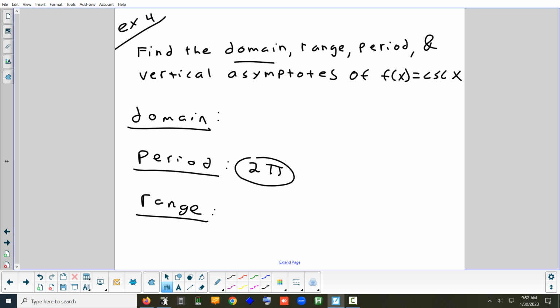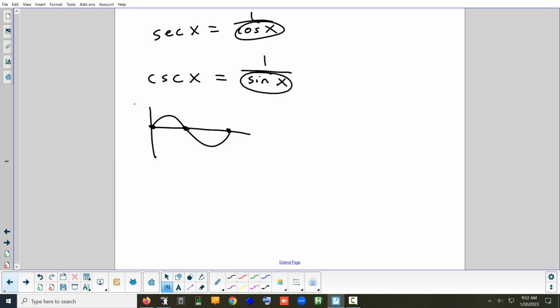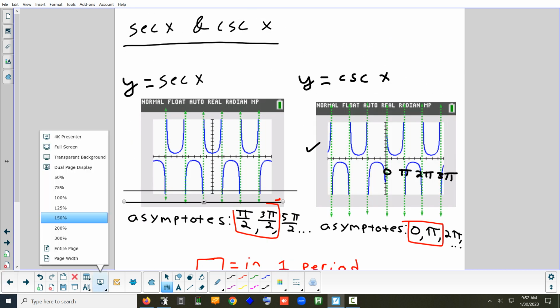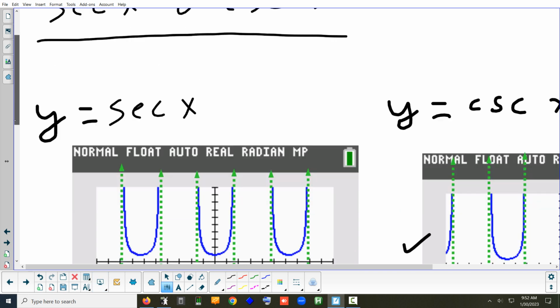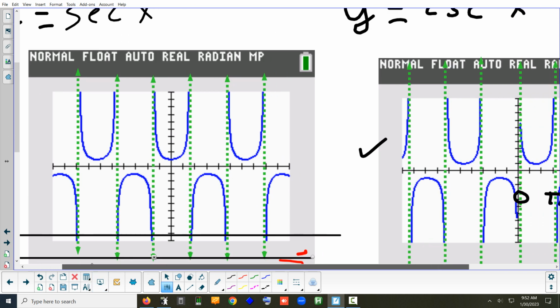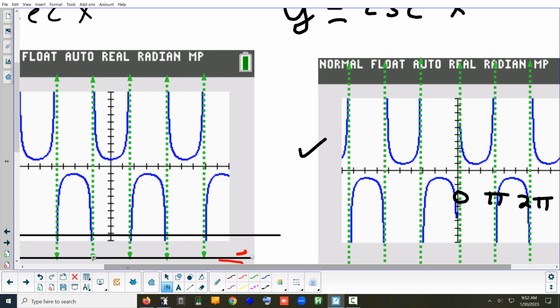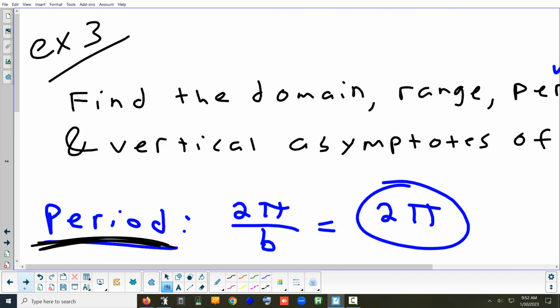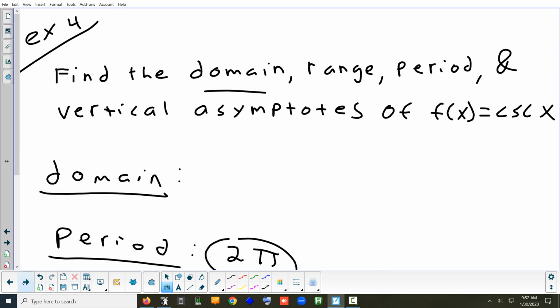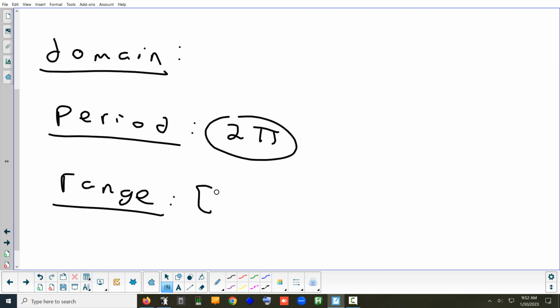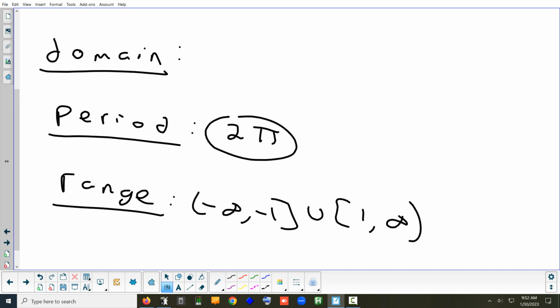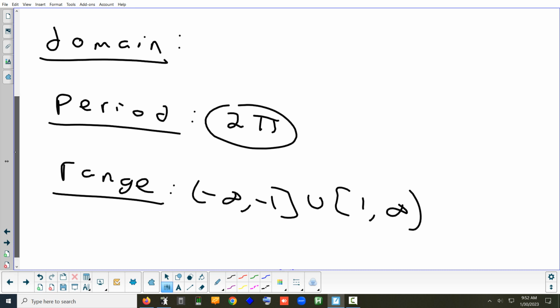Let's go look at the graph of cosecant to find the range. What's the difference between the range of secant and cosecant? There isn't one. It's exactly the same range we just had. So range is going to be negative infinity to negative 1, 1 to infinity. So we got range, we got period.